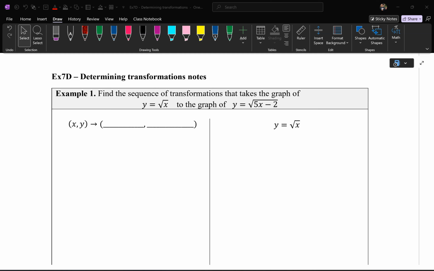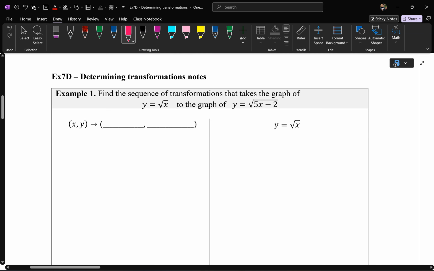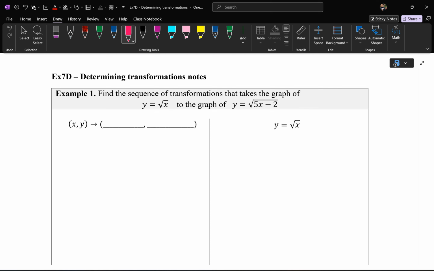All right, let's begin. Today's exercise, 7D. So let's say you've learned 7C pretty well. You can read mapping notation now. You can rearrange it to get the new equation.